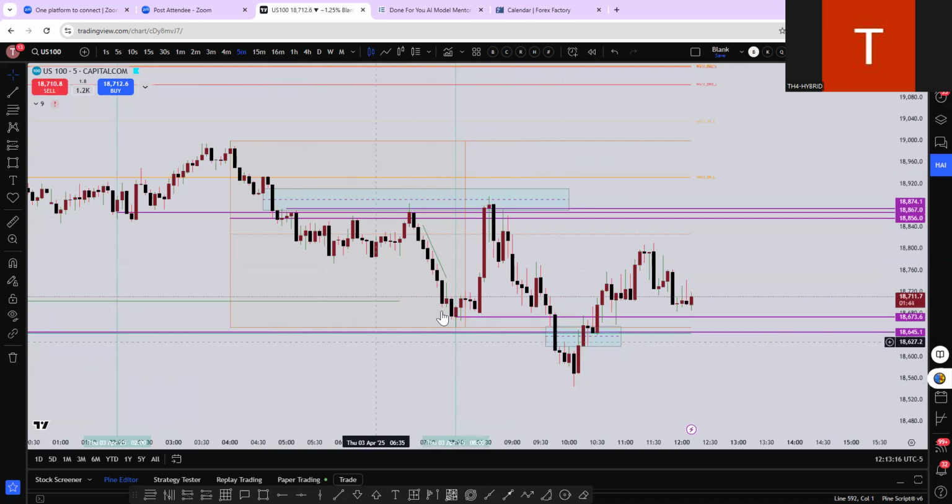And then the next video will go over entry, stop loss, invalidation points, and then how to manage these type of trades when you're getting in and out of them.